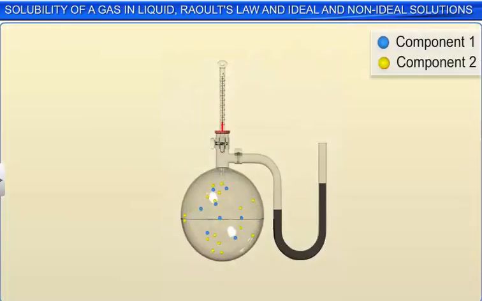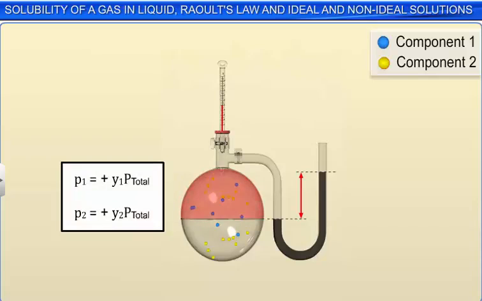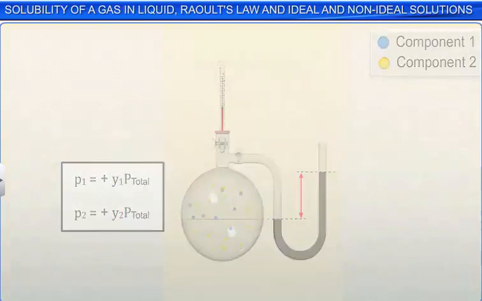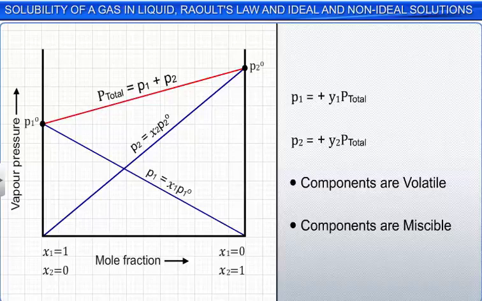Further, as the vapor phase is in equilibrium with the solution phase, the composition in the vapor phase can be determined by the partial pressures of the components by the equation P1 is equal to y1 P total and P2 is equal to y2 P total, where y1 and y2 are the mole fractions of the components 1 and 2 respectively in the vapor phase. It is important to note that the above holds true only if the two components in the binary solution are volatile and are completely miscible with each other.